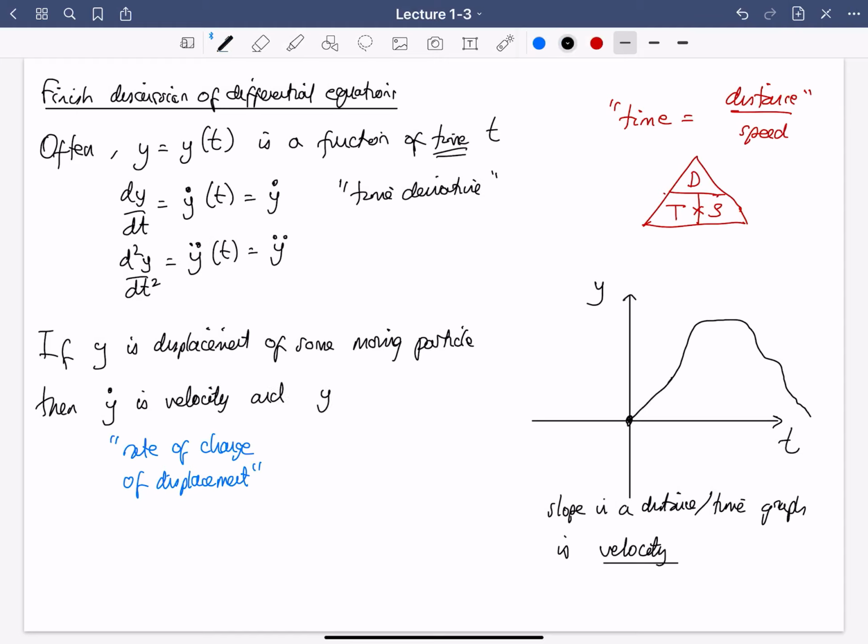y double dot is acceleration. Acceleration is the rate of change of velocity. Okay, so derivative, when it's time derivative, is very useful for talking about motion and velocity and acceleration.